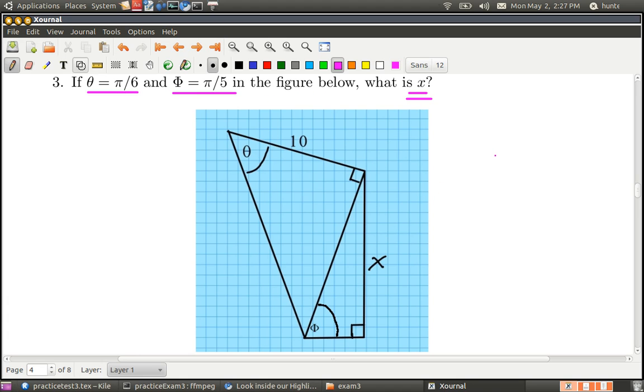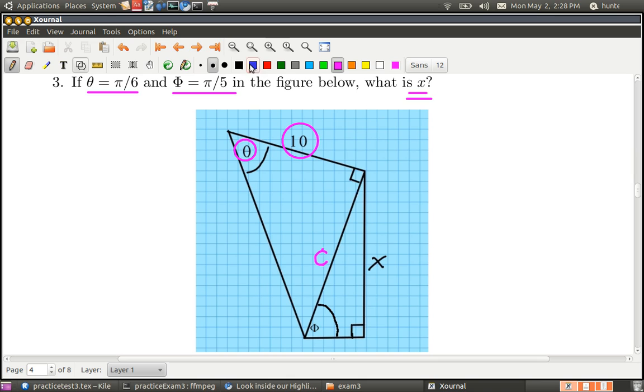All right, you can see there are two right triangles in this picture, and they share this side, which I'm going to call C. C is going to be the key to this whole problem, because using theta and 10, I can find out what C is, and then once I know C, C and phi together are going to give me x. So that's the plan.